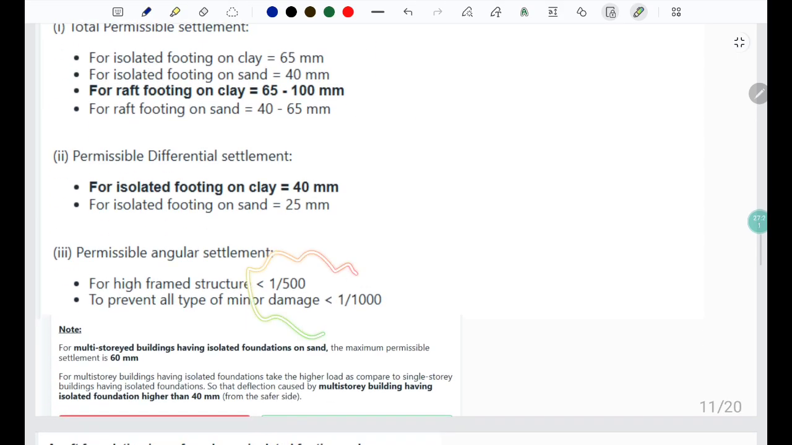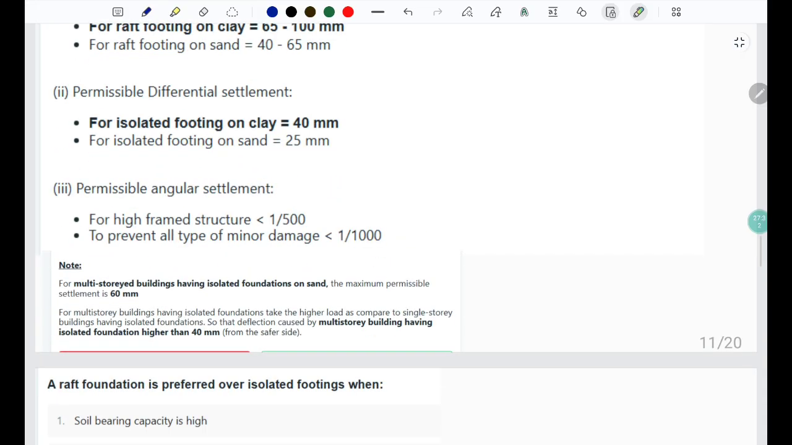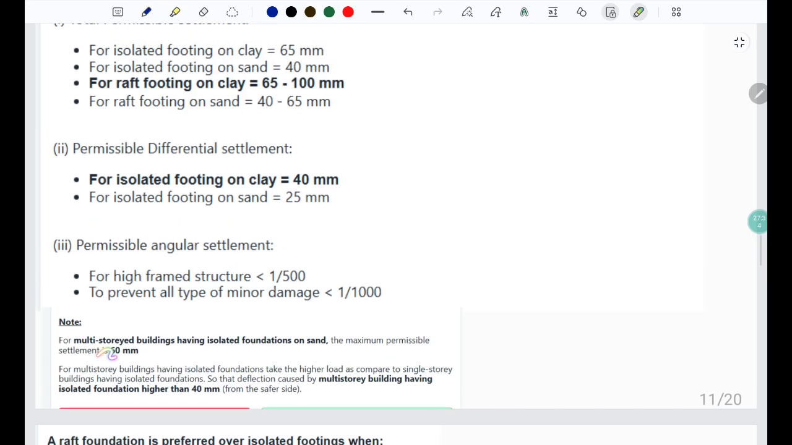This question is also asked sometimes. The permissible angular settlement for high frame structure should be less than 1 by 500, and to prevent any type of minor damage, it should be less than 1 by 1000. Then there is a note that says for multi-storied building having isolated foundation on the sand, the maximum permissible settlement is 60 mm.